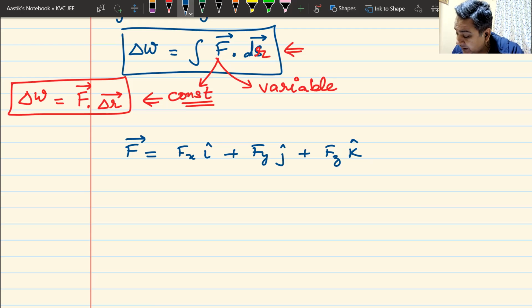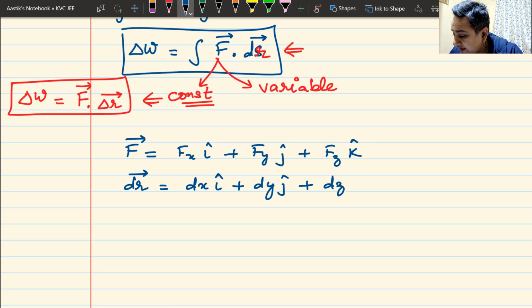Now, dr is a small displacement. If I make a small displacement, the particle may displace along x, so I will write it as dx along i, plus the particle may displace along y, so dy j, plus the particle may displace along the z axis, so it is dz k. Now you would be very unlucky if you get a question which has all x, y, and z. This is the most difficult question that can be made, and it has still not come in JEE.